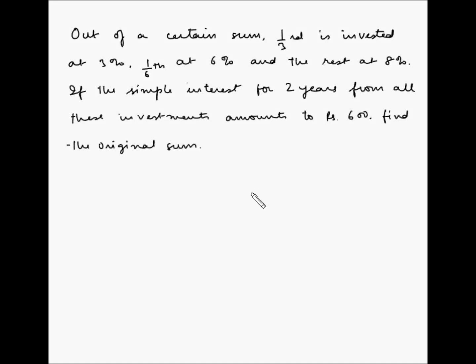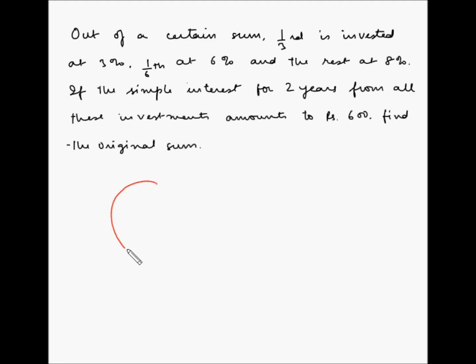Out of a certain sum, 1/3 is invested at 3%, 1/6 at 6%, and the rest at 8%. If the simple interest for 2 years from all these investments amounts to rupees 600, then find the original sum. So in this case, let's say a person's wealth has been invested at different percentages of interest.